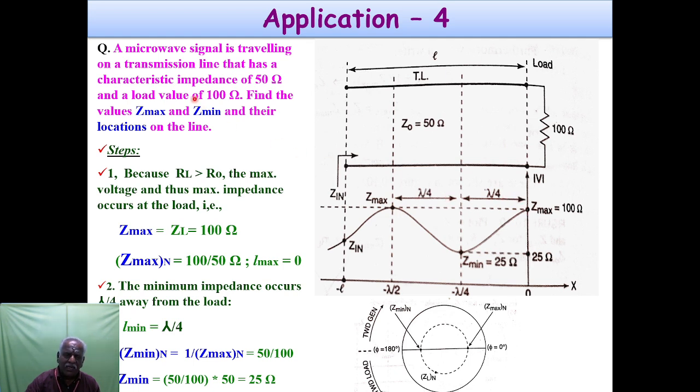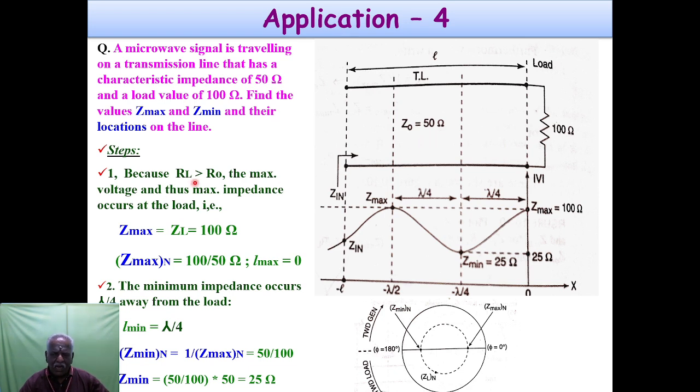It is marked here. Now coming to the problem, we will read it out. A microwave signal is traveling on a transmission line that has a characteristic impedance of 50 ohms and a load value of 100 ohms. It is a 100 ohm resistive load, Z0 is equal to 50 ohms. Find the values of Z maximum and Z minimum and their locations on the line. Because RL is greater than R0, interchangeably we can use Z0 and R0 for the case of a lossless line. Z0 is equal to 50 ohms; you can also write R0 is equal to 50 ohms.